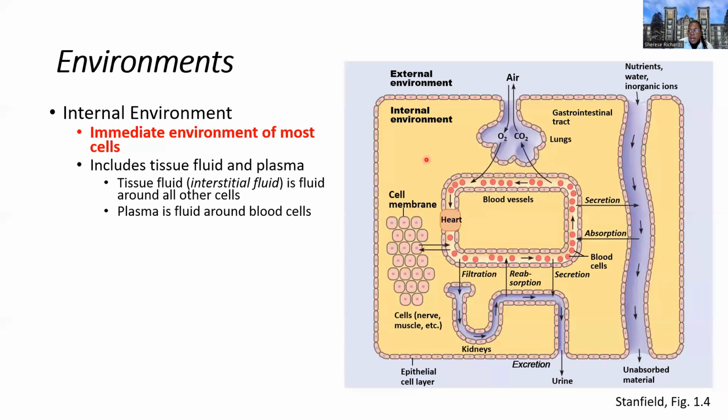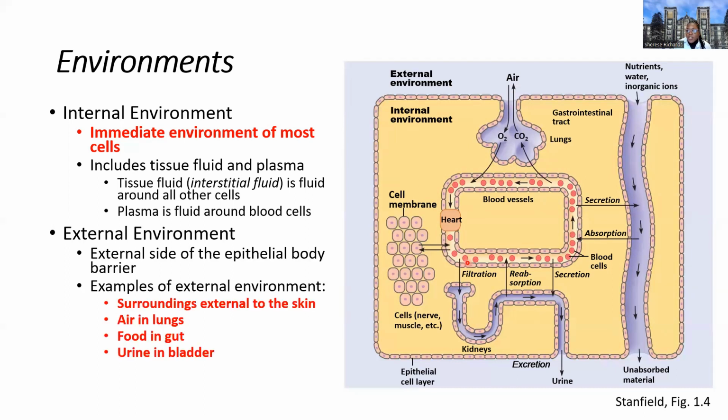The fluid that's around our cells, the fluid that is in our tissues, and the fluid that is around our blood cells inside the blood vessels, which is going to be our plasma. Now we can compare that to the external environment. This is everything that is outside of those three regions, outside of our tissues, outside of our cells, outside of our blood vessels. So this can still be inside the body.